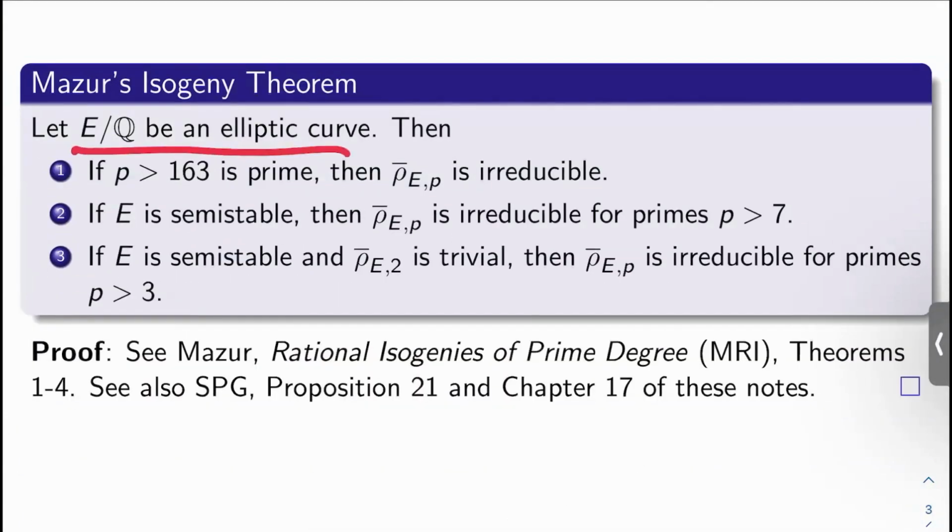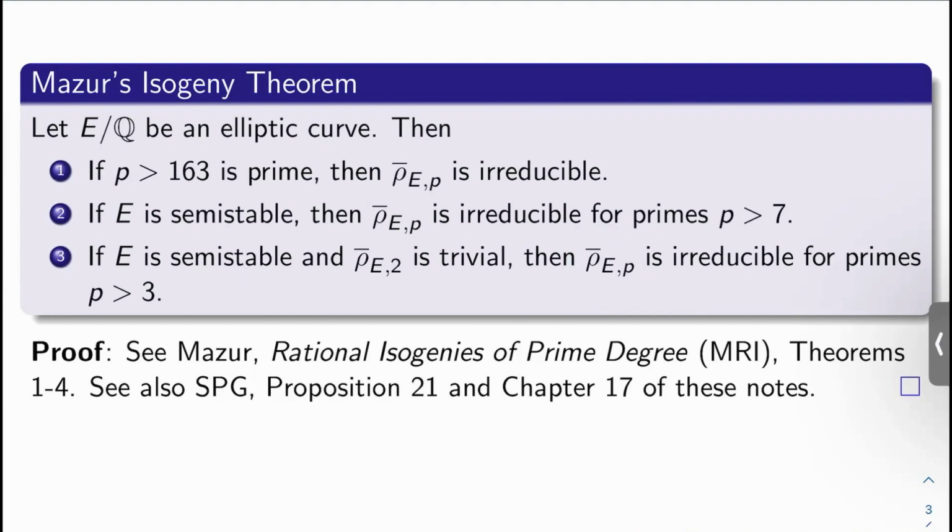Let E over Q be any elliptic curve. Then three things are true. If P is a prime larger than 163, then rho bar E,P is irreducible. If E is semi-stable and P is a prime that's bigger than 7, then rho bar E,P is irreducible. And if E is semi-stable and rho bar E,2 is just the trivial representation, then rho bar E,P is irreducible for all primes that are bigger than 3.